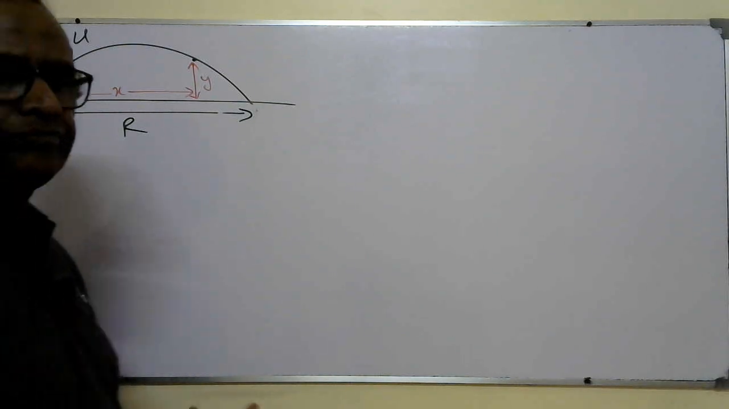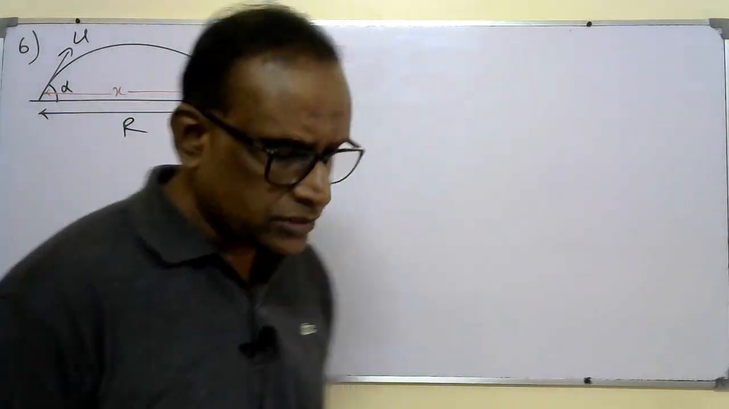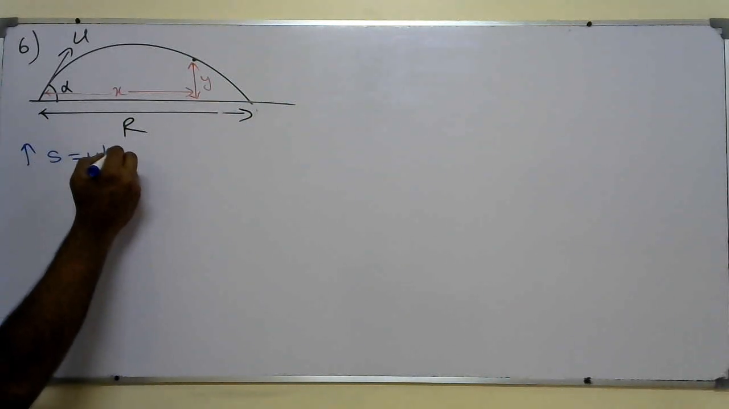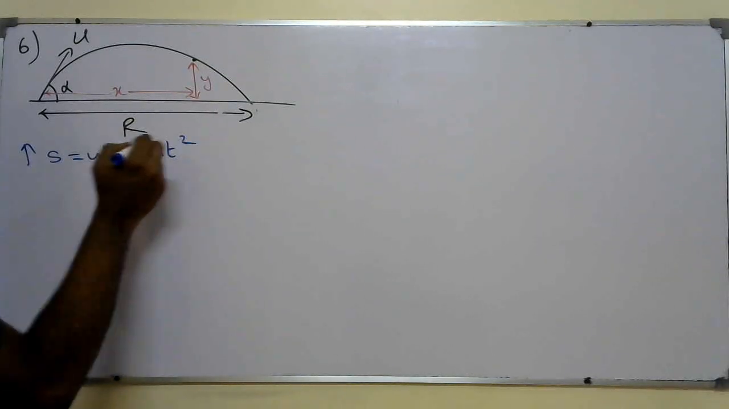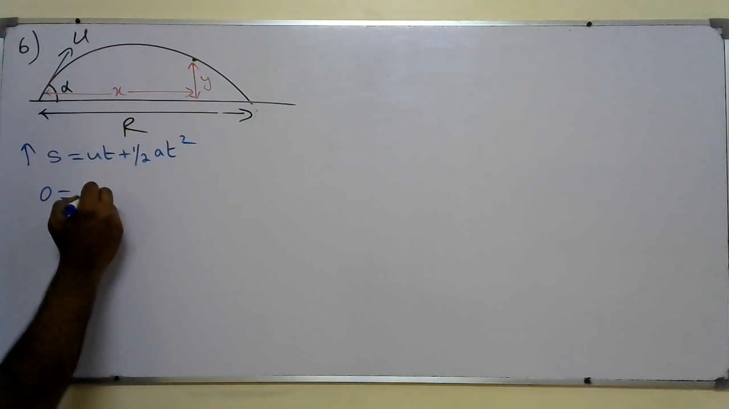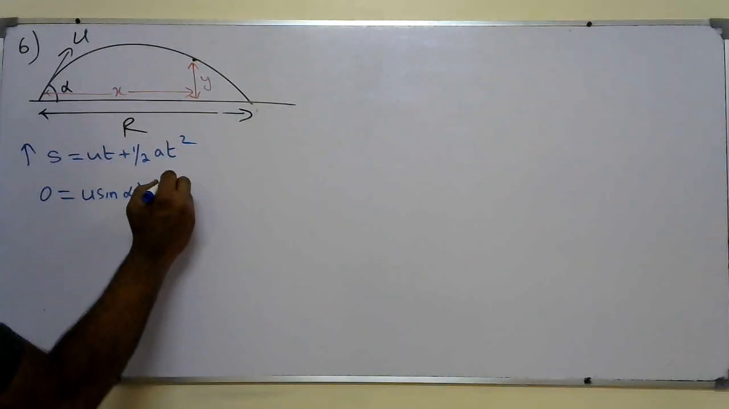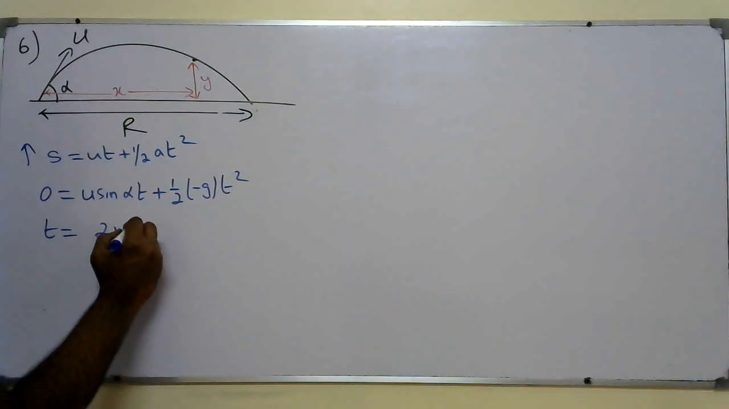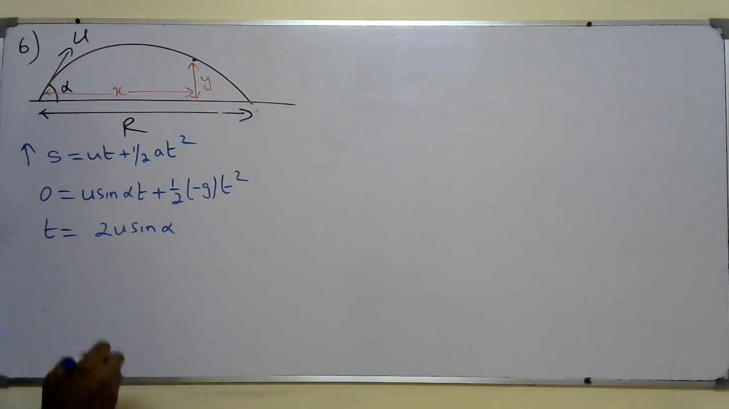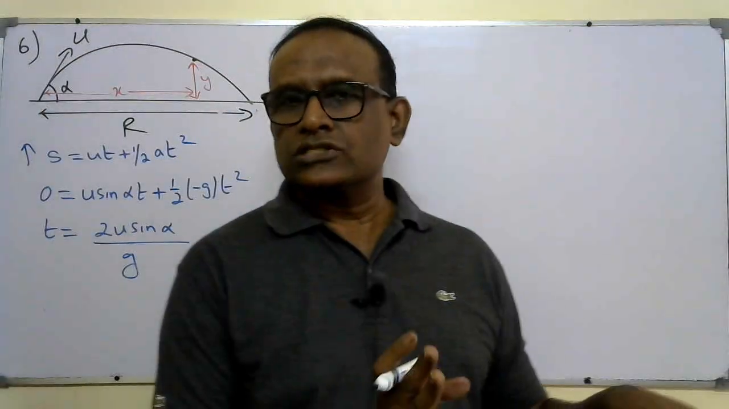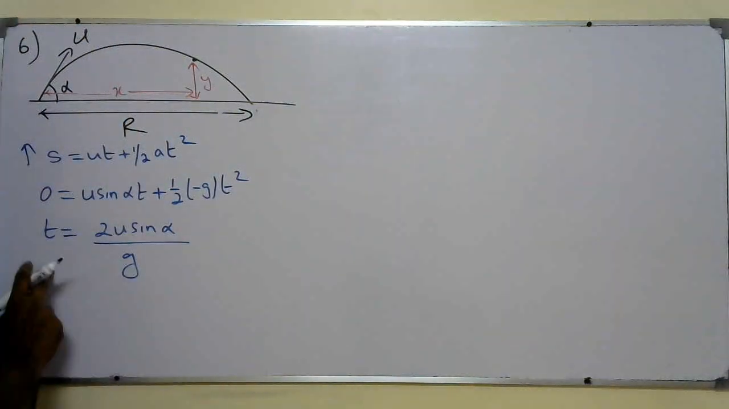Okay, so to get the expression for the range, most of the books, when we consider the whole motion, vertically upwards, s equals ut plus half at squared. When we consider the whole motion, s will be 0 because the particle will come back to the same level. So 0 equals u sine alpha t plus half minus g t squared. You can divide the whole equation by t first, so t squared will become t. So t equals 2u sine alpha over g.